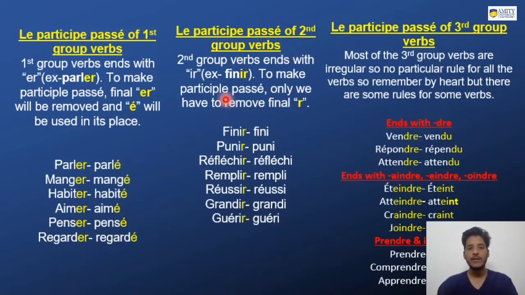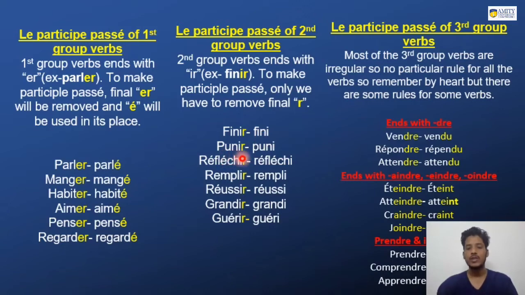For example, finir. What is the ending? Ir. Other examples: punir, réfléchir, remplir, réussir, grandir, guérir. Now finir, simply remove the last r. F-I-N-I-R, r is removed. What is left? F-I-N-I, fini. That is the participe passé, fini.